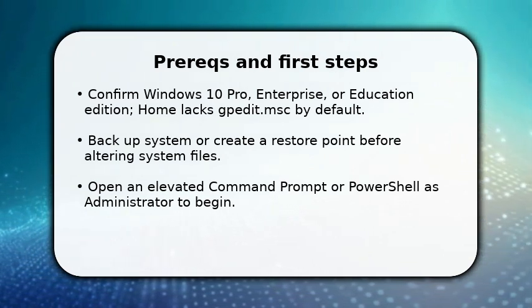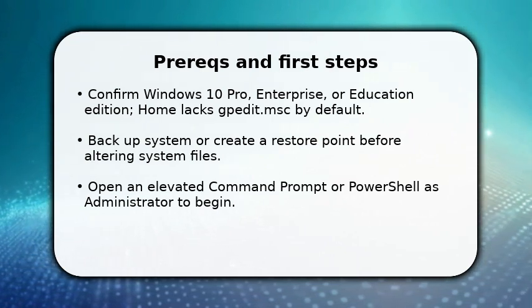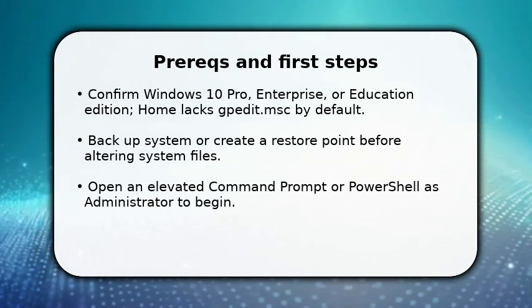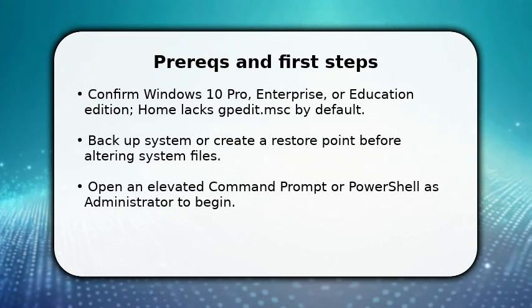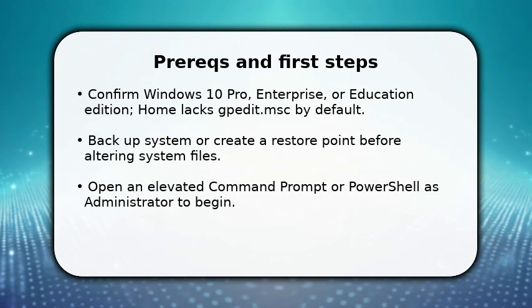Next, open an elevated command prompt or PowerShell as administrator. This is required for the install steps that follow. You're doing this to install or enable gpedit.msc safely, so make sure you're running as admin. Then proceed to the next install actions.